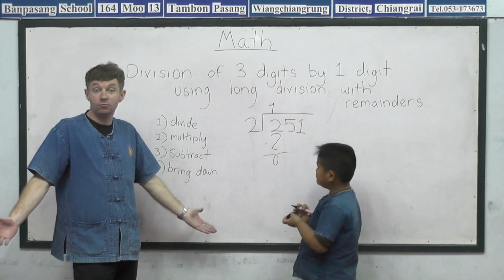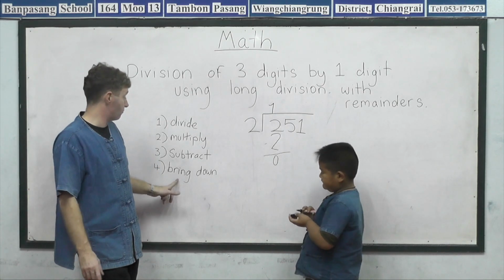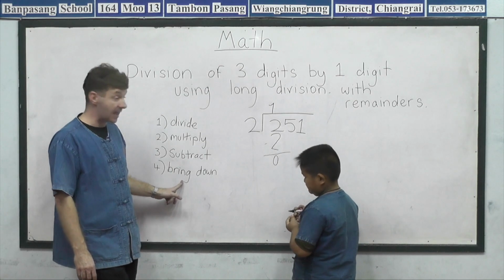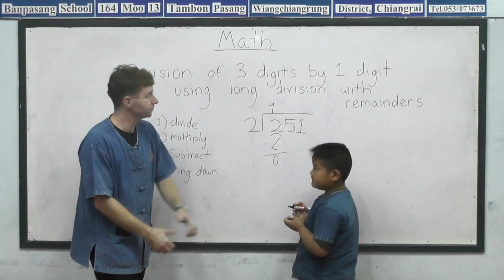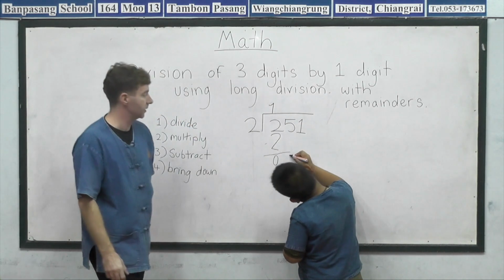Perfect. That's stage 1, we're done. Now we're ready to bring down. What number do we bring down? Let's bring 5 down to here.